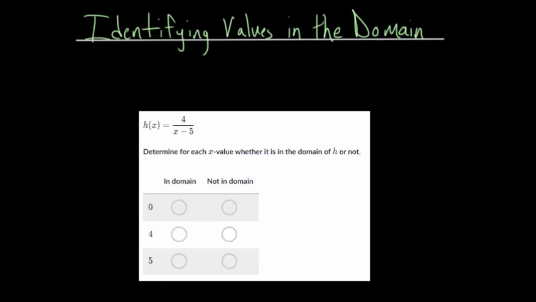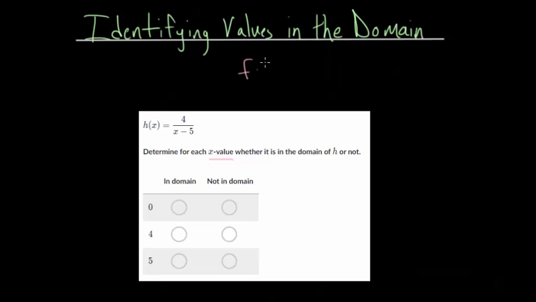For this video, I'd like to talk about identifying different values in the domain. And remember with the domain of a function that it's essentially the set of all values of the independent variable, usually the x value, that can actually be used or graphed within a function. And with the domain, there's really only two issues that you need to be concerned with.